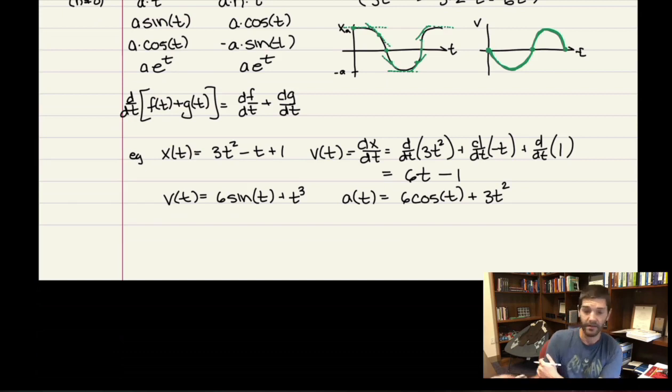So on the homework, I have you do a couple of these, which is essentially like what I just did, where there's a function that's given to you that might be position, might be velocity, then it asks for either the velocity or the acceleration, which you get just by taking a derivative.